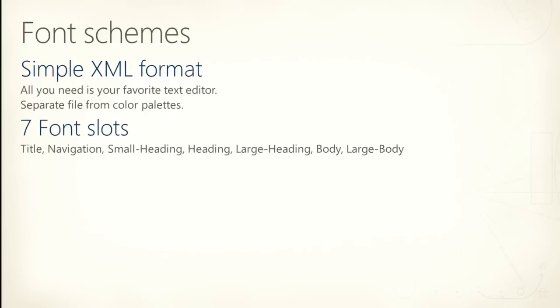So we have 7 font slots, which range from title, navigation, small heading, all the way down to large body. Again, using semantic naming to give you the sense of just looking at the name of the font slot. We know title, that's for the title of the site. Body text, body, that's for our general body text size.